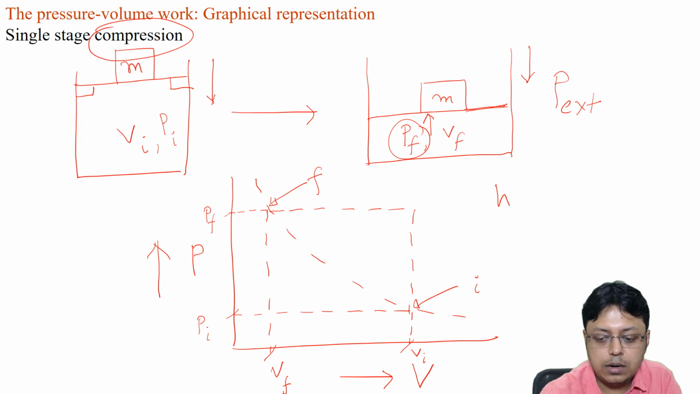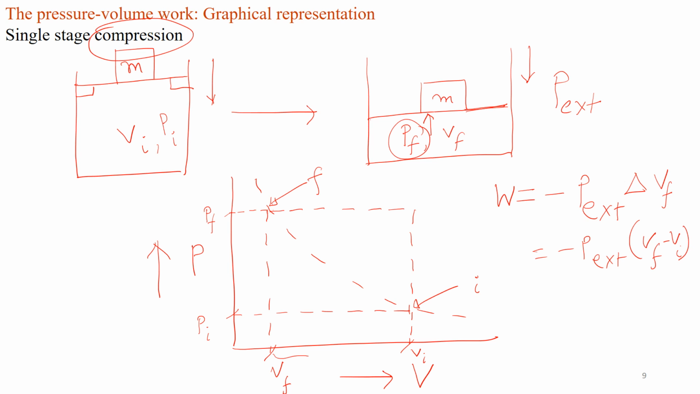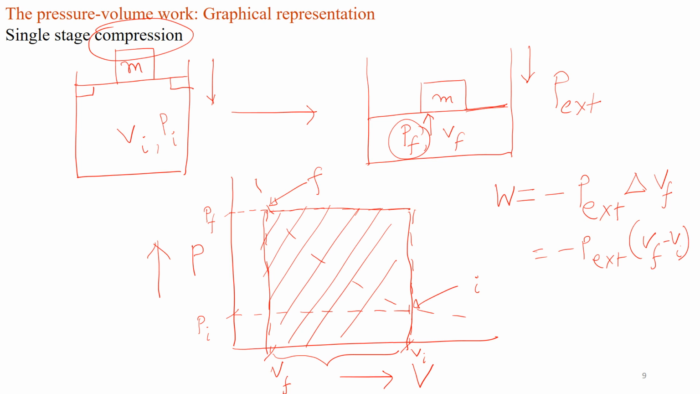So the work done, by definition, is negative of P external into change in volume, which is in this case Vf minus Vi. So Vf minus Vi, the magnitude is still similar to the example we talked about. However, the external pressure here is higher, so the work done will be the area under this curve. If you now compare what was the work done in the earlier case, let us go back.